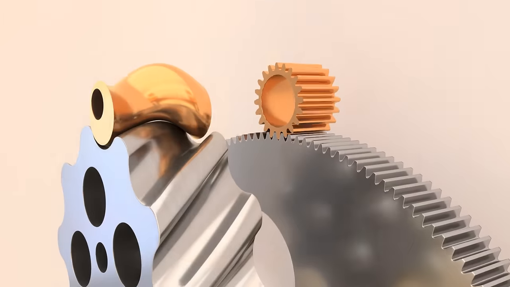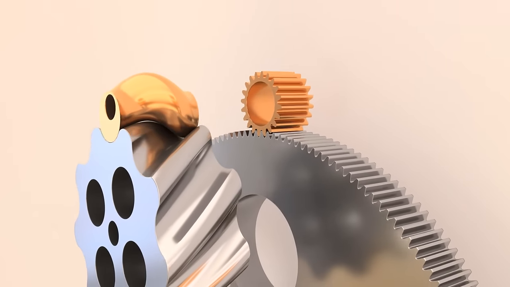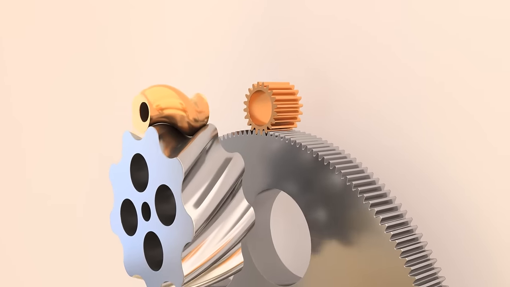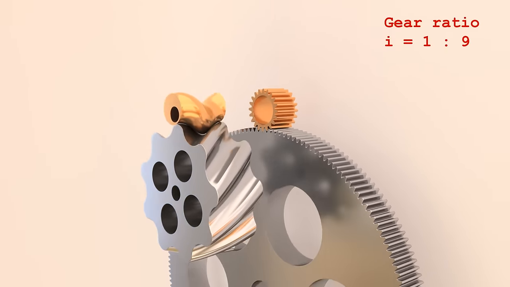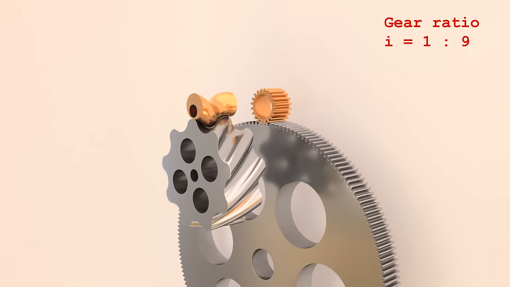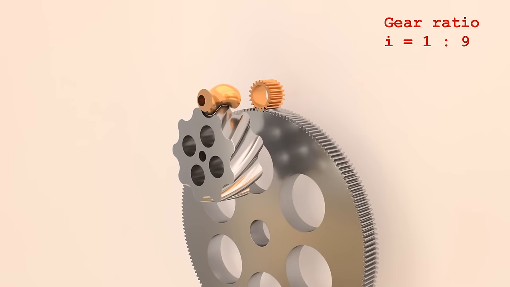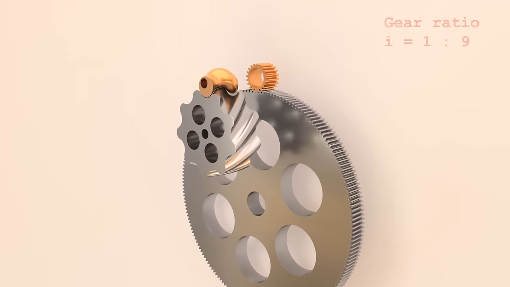The EC drive is very efficient and extremely compact. The gear ratio of the mechanism, shown here, is 1 to 9. The standard involute gear pair with the same gear ratio would require the wheel to be almost 3 times larger.